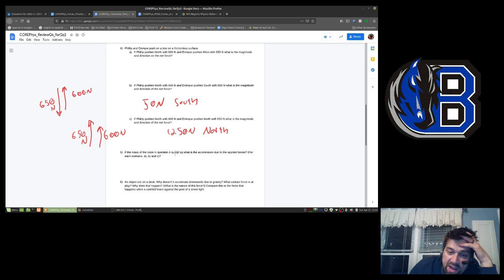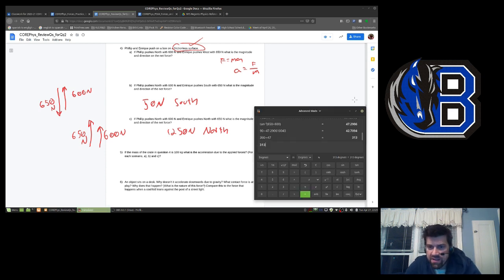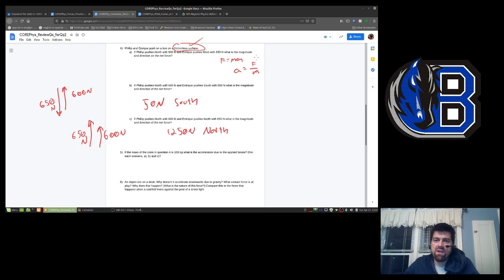If the mass of the crate in question 4 is 100 kilograms, what are these accelerations? So up here, F equals ma, so of course the acceleration is F over m, right? We're ignoring friction here. So the boy's force is the net force. I got rid of my acceleration. What was it, 850? Gotta look through it, I'm still in pen mode. 885. Okay.